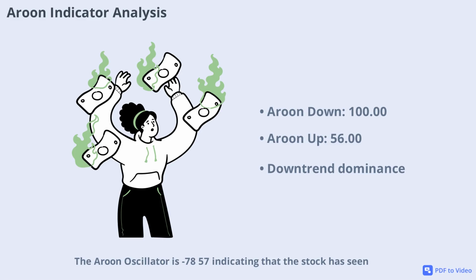The Aroon down is at 100 while the Aroon up is at 56. The Aroon oscillator is negative, indicating that the stock has seen recent lows more frequently than highs. This suggests that, despite the recent price jump, the overall trend has been downward. The Aroon indicator is useful for identifying the start of new trends or the end of existing ones.